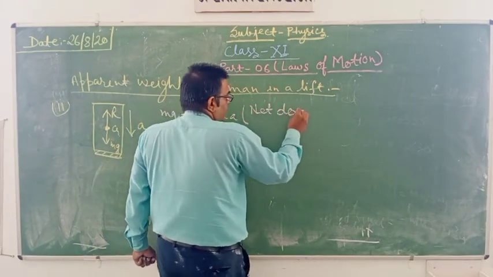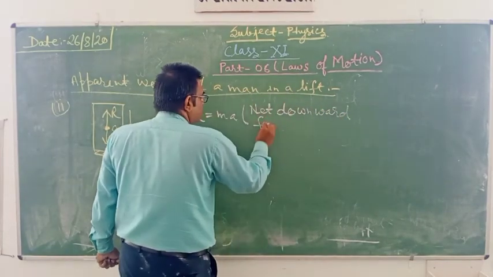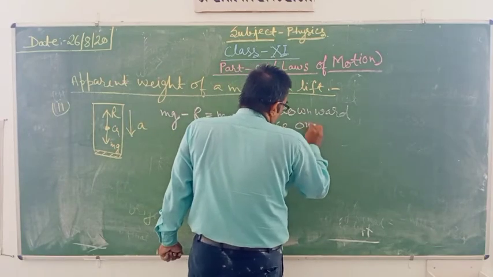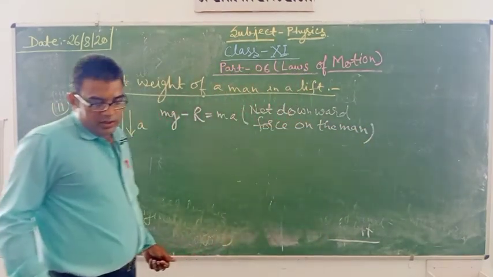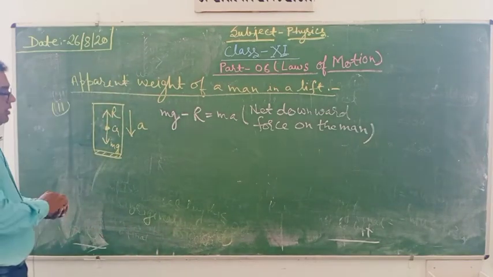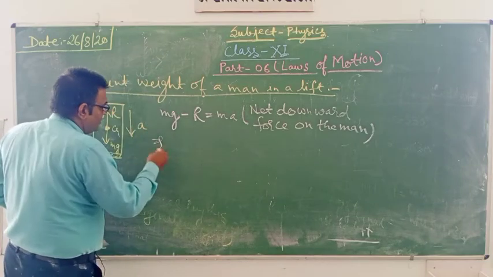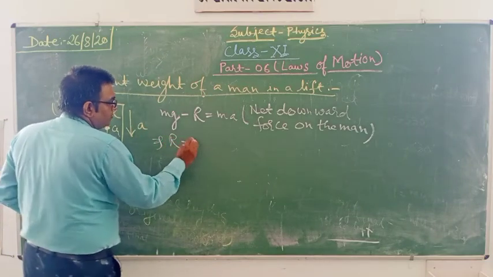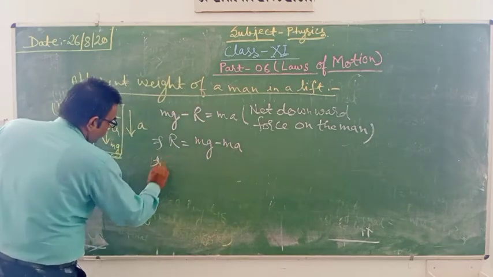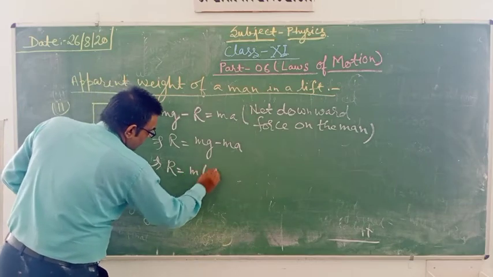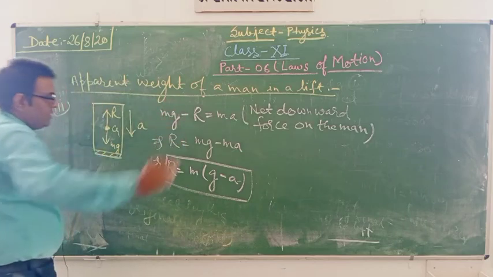It is the net downward force on the man. So from here we can calculate the value of the normal reaction, that is R is equal to mg minus ma, and from here R is equal to m times (g minus a).